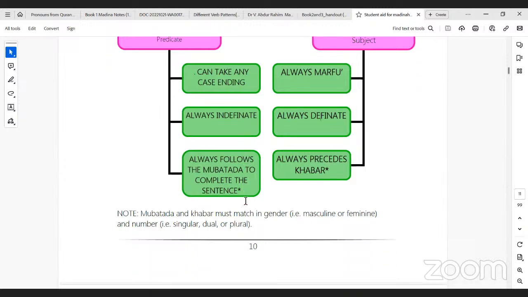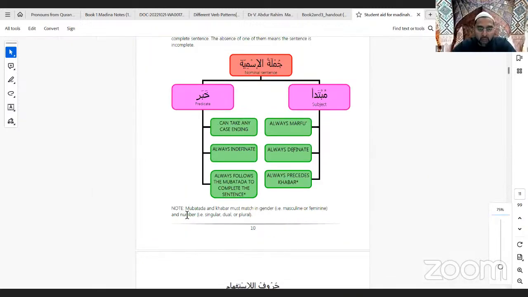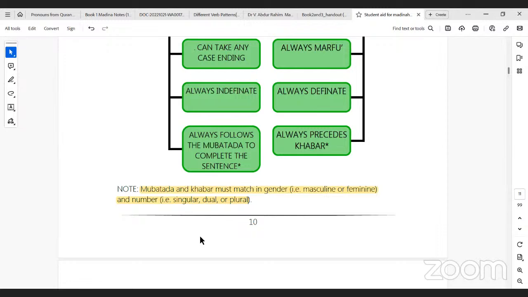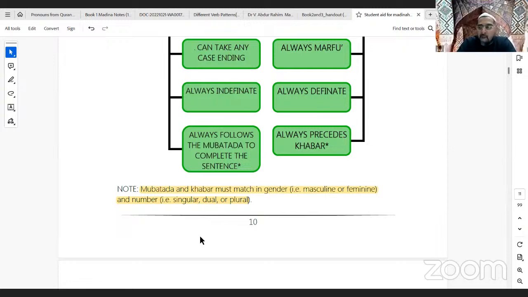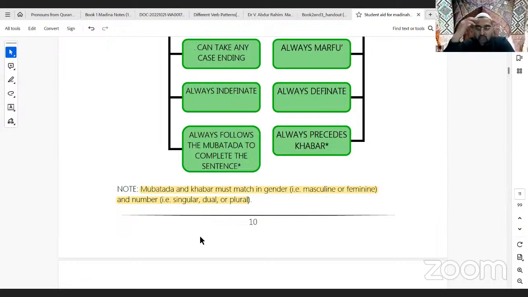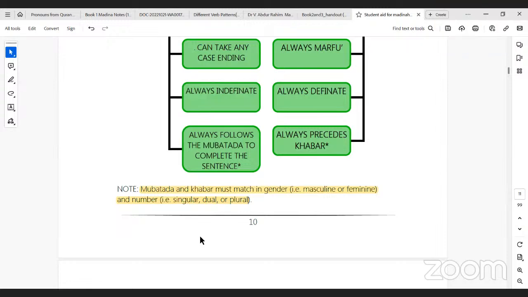Yeah, brilliant. Now, this point at the bottom, this is again another very important point. Once you read this, say that I will explain this. What does this mean? Go ahead. Note, mubtada and khabar must match in gender, that is masculine or feminine, and number, that is singular, dual, or plural. Okay, can you give me an example? So the mubtada and the khabar must match in gender and number, masculine, feminine, singular, dual, and plural. Can anyone give me an example? If not, I'll give you the examples.